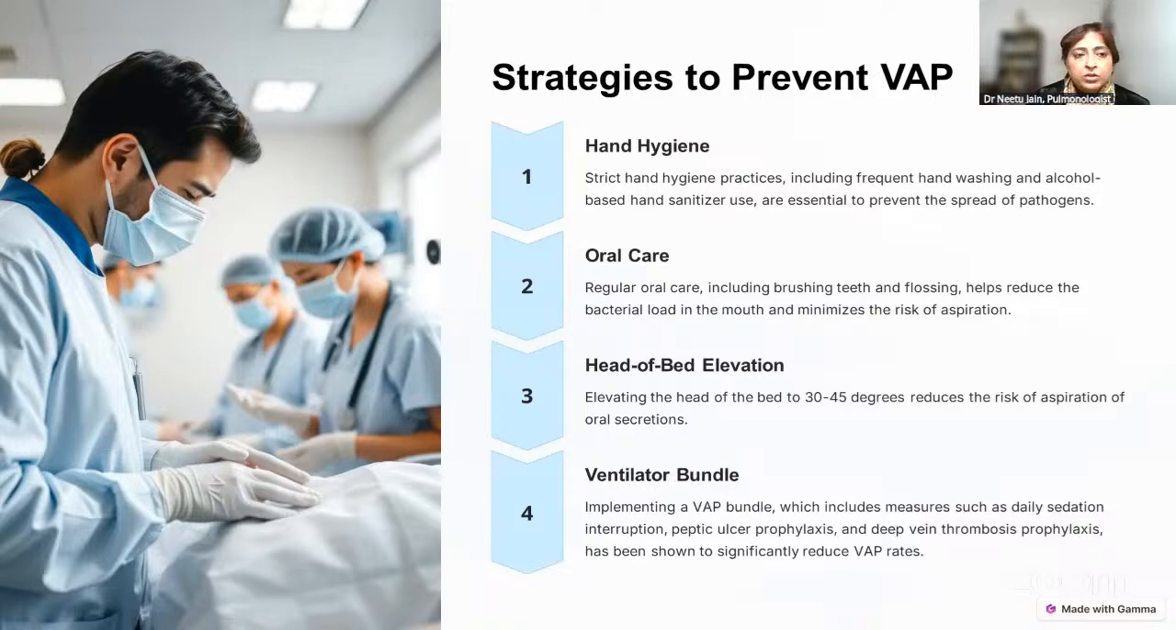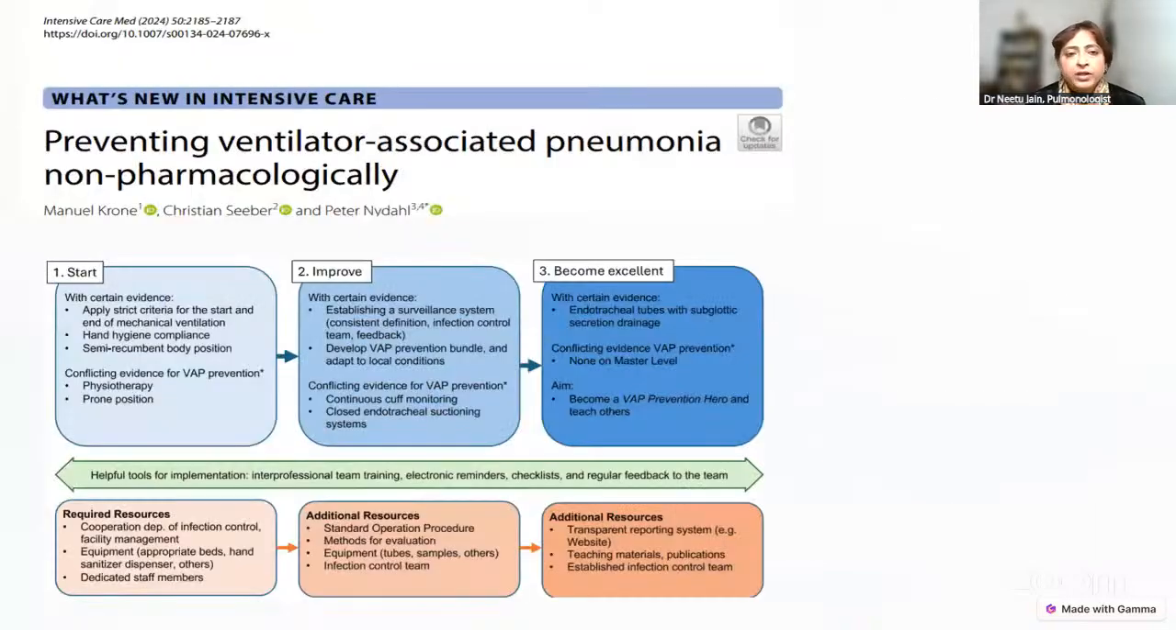So, whenever you are aspiring to prevent ventilator-associated pneumonia non-pharmacologically, start with strategies which have certain evidence and strictly adhere to those strategies. First and foremost is to wean the patient off the mechanical ventilator as soon as possible. Till then, follow hand hygiene compliance and semi-recumbent body position. Some evidence is also for physical therapy.